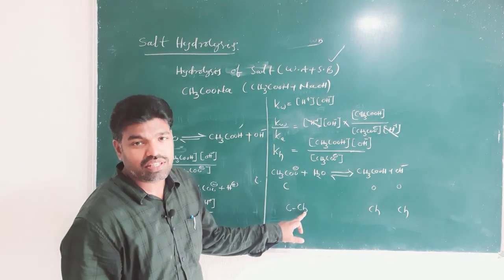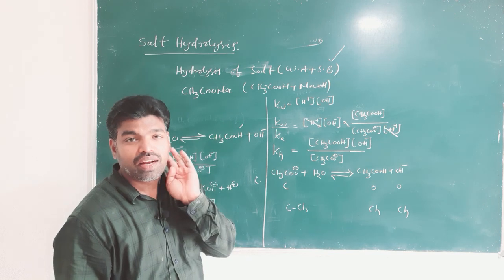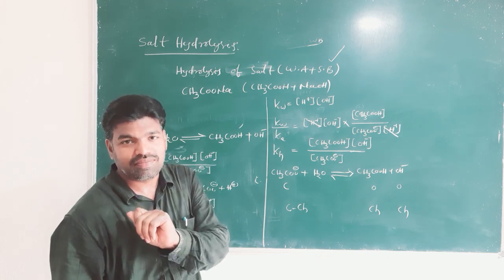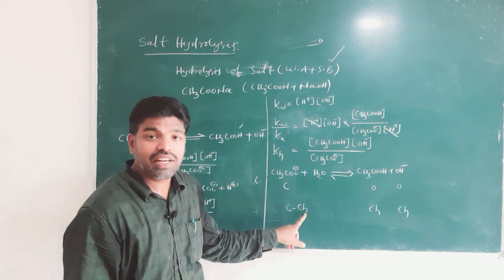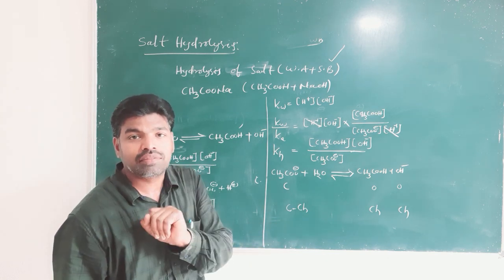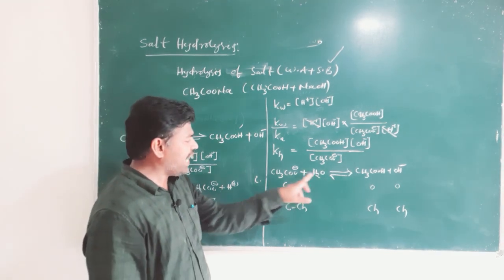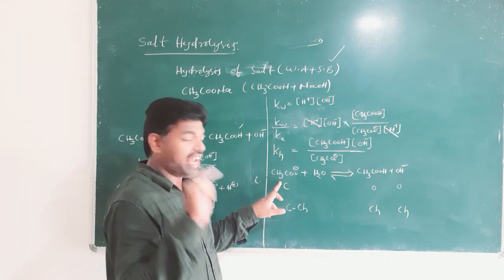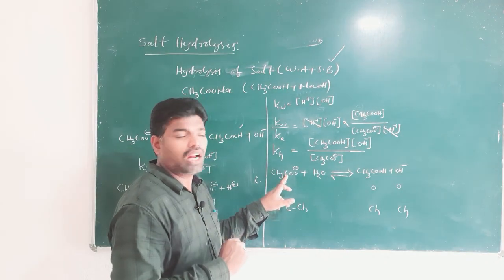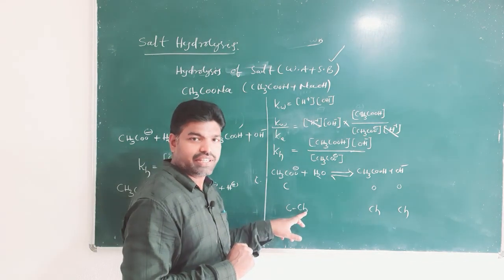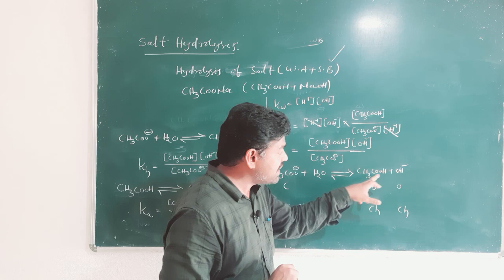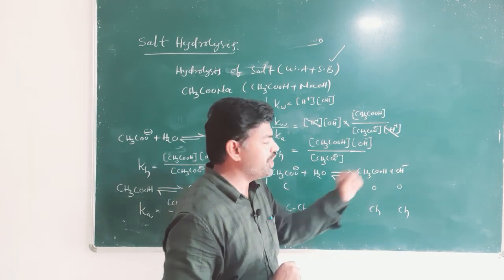Degree of hydrolysis, I already told you, is nothing but the fraction of the total salt that has undergone hydrolysis. I repeat, H represents the degree of hydrolysis. So when water interacts with the acetate ion, some fraction of acetate ions undergoes salt hydrolysis. That fraction is decreased from this concentration, and the decreased concentration is formed as the acetic acid and OH minus ions concentration.